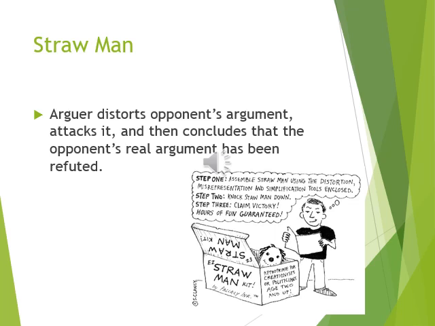And this is called the straw man argument or the straw man fallacy, because what you're doing is you're attacking a straw man, easy to push over, rather than the real man. You're attacking a fake version of the argument, which is easy to refute, rather than the actual argument that's being given. Let's look at an example.